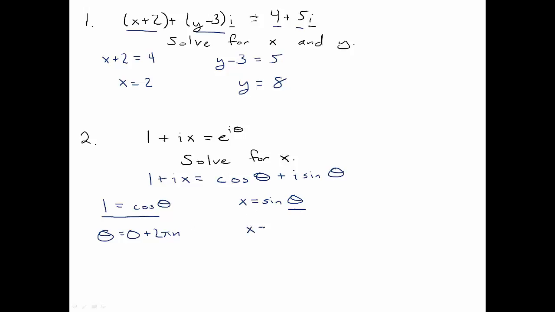And if we plug that in to sine, well, sine of 0 or 2 pi or 4 pi or 6 pi is 0. So x equals 0. So that was just to get you in the right mindset for some of the tricks involved in solving our differential equation. Let's go back to our differential equation now.